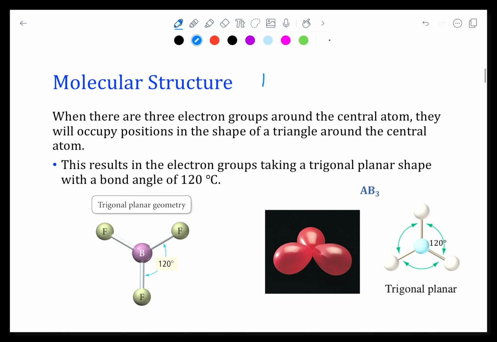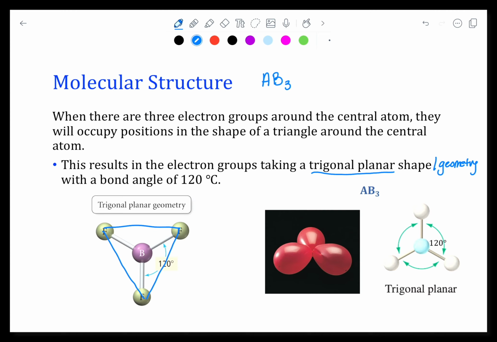Next up, we have AB3. So this is now 3 electron groups or 3 electron domains around the central atom. When there are 3 electron groups around the central atom, they will occupy positions in the shape of a triangle around the central atom. So here we see our triangle. This results in the electron groups taking on a trigonal planar shape or geometry with a bond angle of 120 degrees.